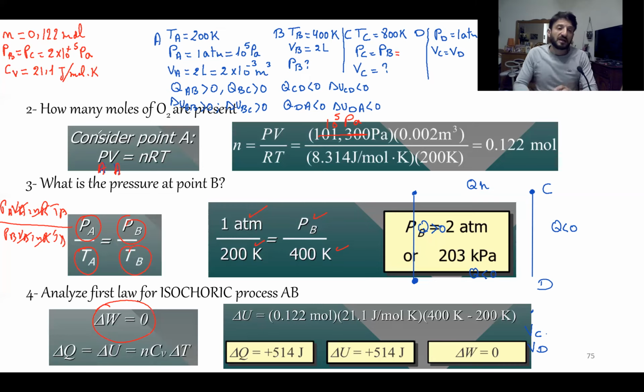Listen, if you don't have the value of CV, I can give you the value of the adiabatic constant, gamma. In this case, you can say CV equals R divided by gamma minus 1. Okay? So I give you the value of CV or the value of gamma.